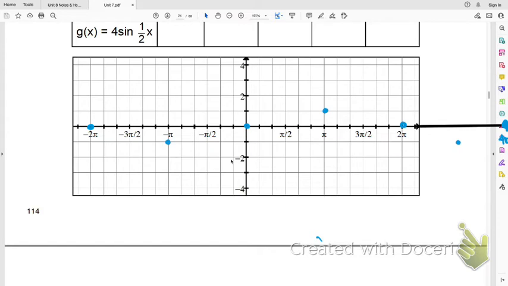What's that 4 going to do to it? The 4 is going to stretch the height. So it's going to take my maximum here up to 4. And it's going to take my minimum here down to negative 4. So this would be my final graph.